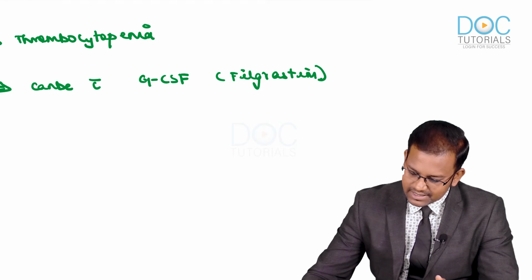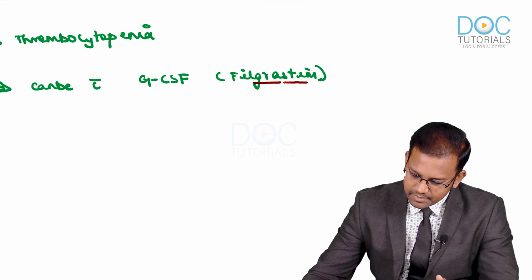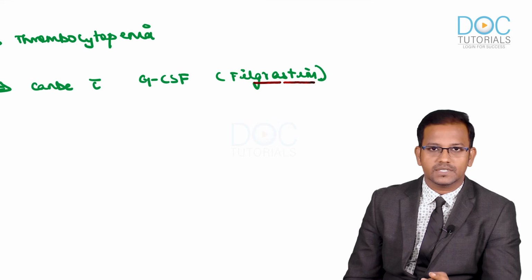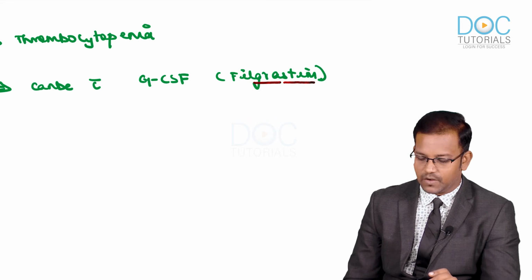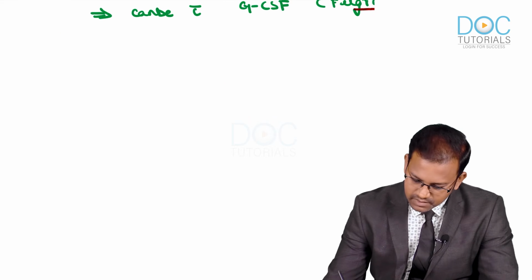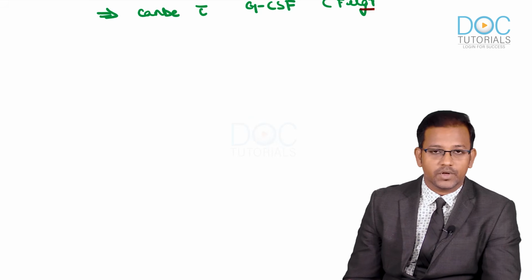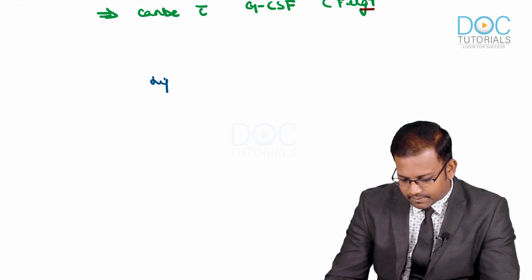And why is it called filgrastim? Because it is a granulocyte colony stimulating factor. So it can be given along with this. These are the different ADRs which we have till now. Clear? Now, apart from this, we are going to talk about one important point, the last one regarding this session. We are going to talk about liposomal amphotericin B.